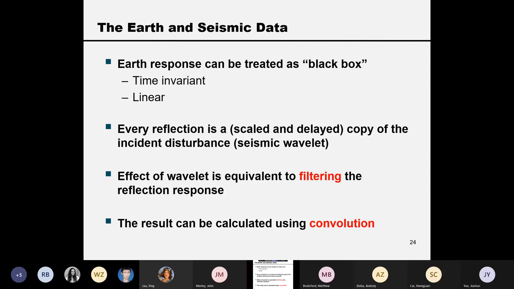And the result, as we said, is straightforward physically to understand as a superposition, but mathematically, in terms of computing calculation, it's convolution. Okay, this is the concept. So this is basically the summary of the first session. Any questions before we move on?